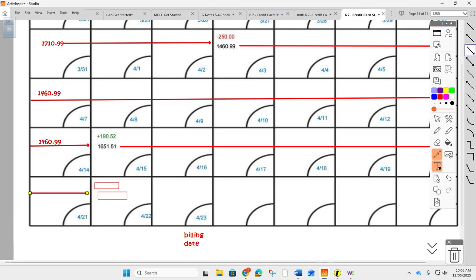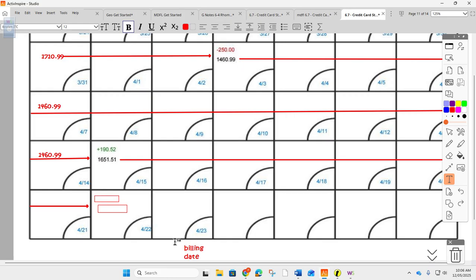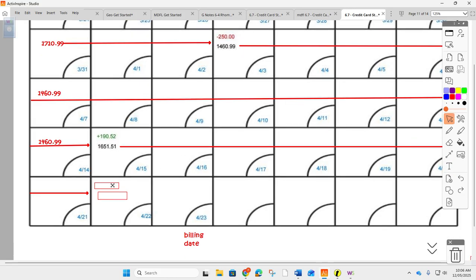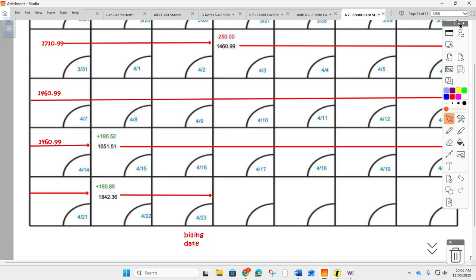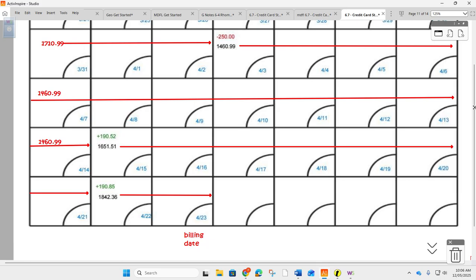The last transaction is a charge at the Honda dealership for $190.85. And so the balance on the 22nd of April is $1,842.36. And that is the same on the last day of the billing cycle. So any questions on what we did so far? Possibly, why did we do it, right? Well, I'm going to show you why we did it.